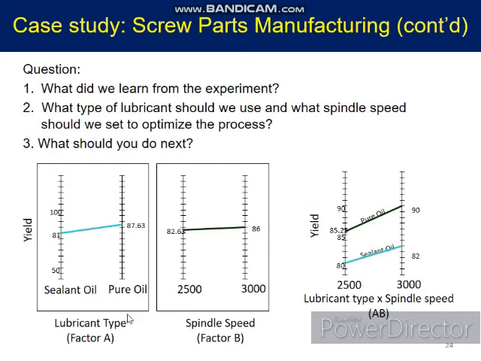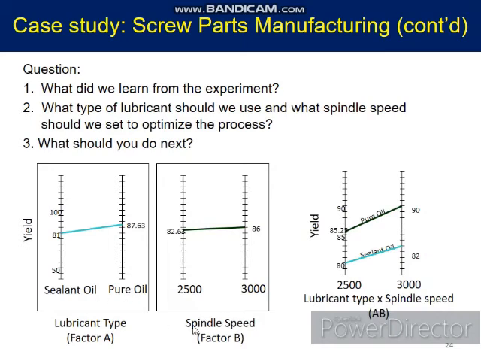So you know that the more important factor between the two, between lubricant type and spindle speed, is lubricant type. Lubricant type is a more important factor compared to spindle speed. So you know that the thing that you need to control is basically what kind of oil you're using. Between the sealant oil and pure oil, you want to use pure oil.